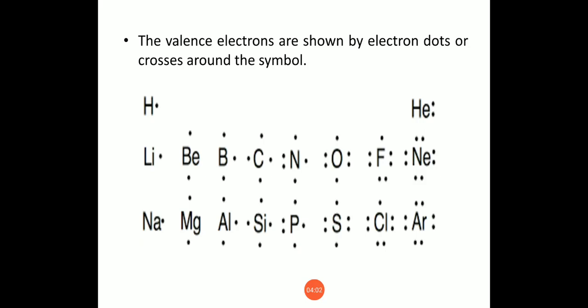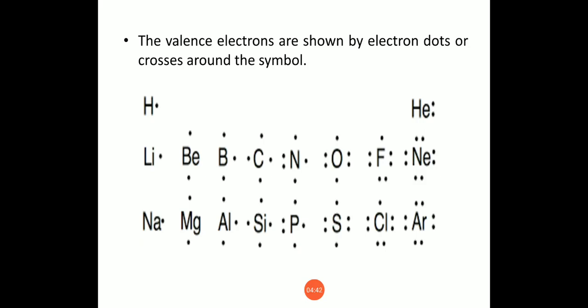Lithium, only one valence electron, so only one dot. Beryllium, two dots. Boron, three dots. Carbon, four dots. Nitrogen, five dots. Oxygen, six dots. Fluorine is having seven valence electrons, so along with fluorine, there are seven dots. Neon 8, sodium 1, magnesium 2 dots, aluminum 3, silicon 4 dots, phosphorus 5 dots, sulfur 6 dots, chlorine is also having 7 dots, that is the number of valence electrons, 7, argon 8.